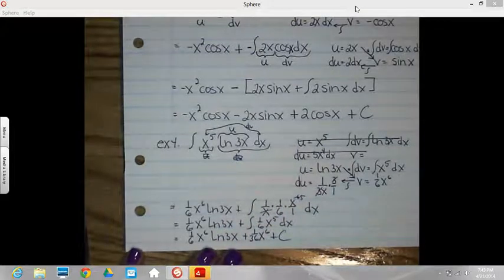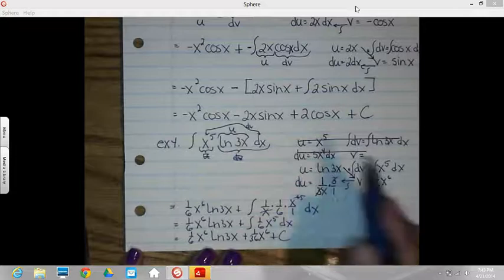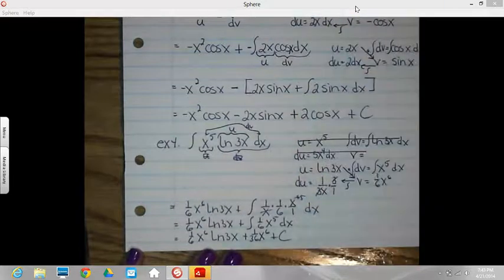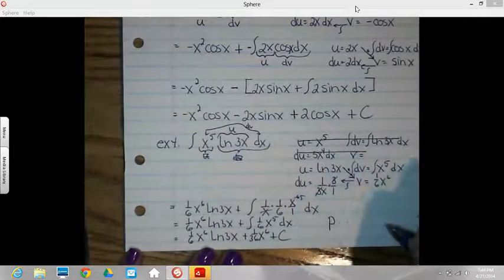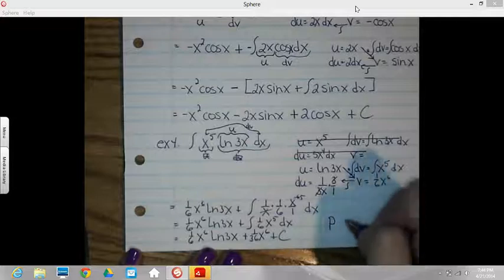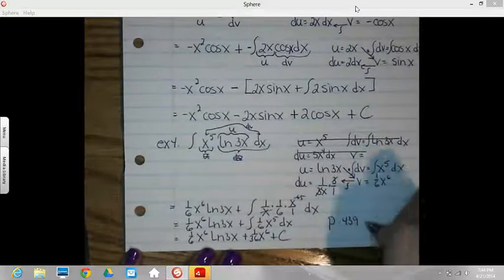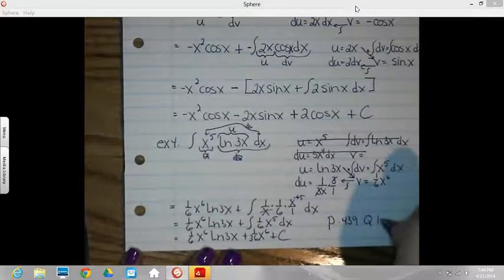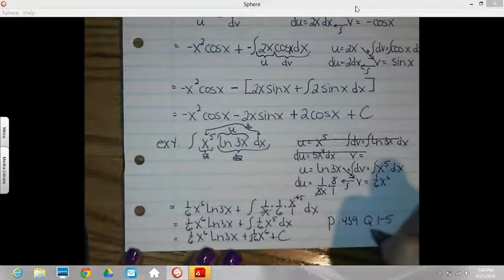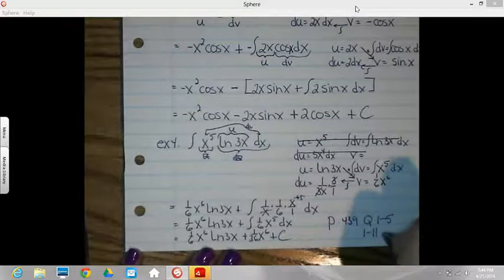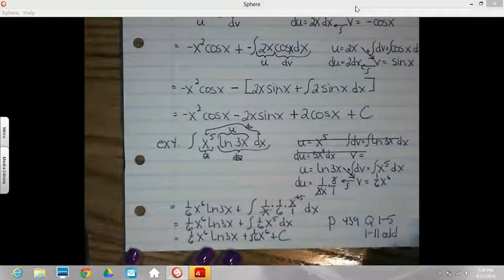Okay, your homework. Once you get going, they're not bad, but it is a process you're going to have to learn. Where did I write that down? Right there, page 439. Quickies 1 through 5, and then 1 through 11 odd. That should be plenty of those to try and work through.